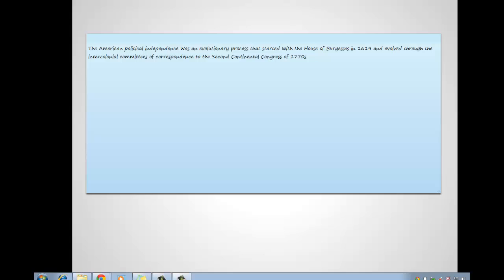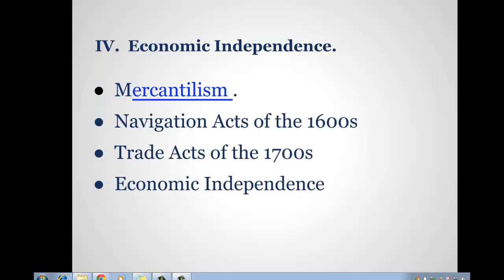But this is something that is not universal, and again, it's something that developed in a very particular context within humanity and during a certain period of time. And the fourth factor, economic independence.